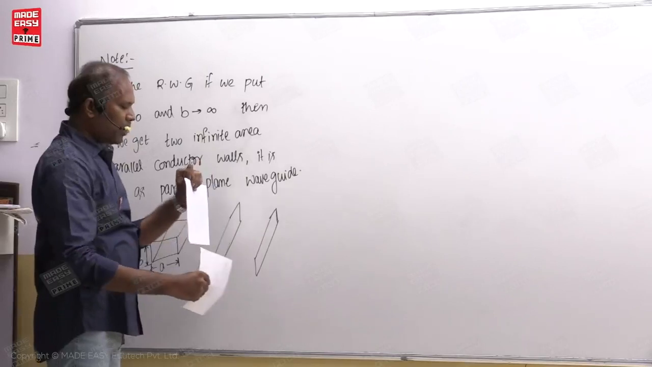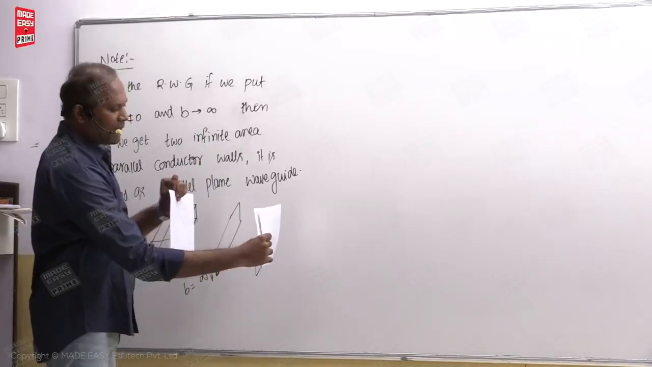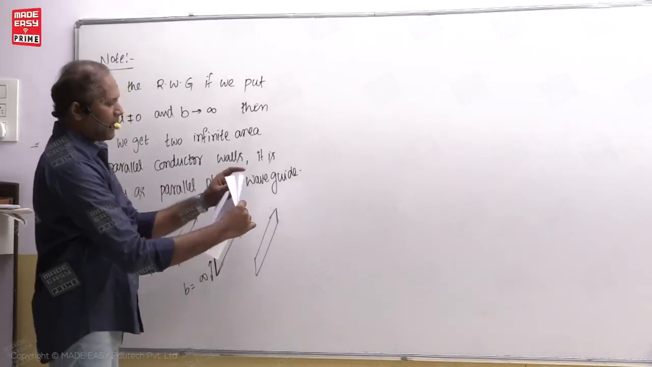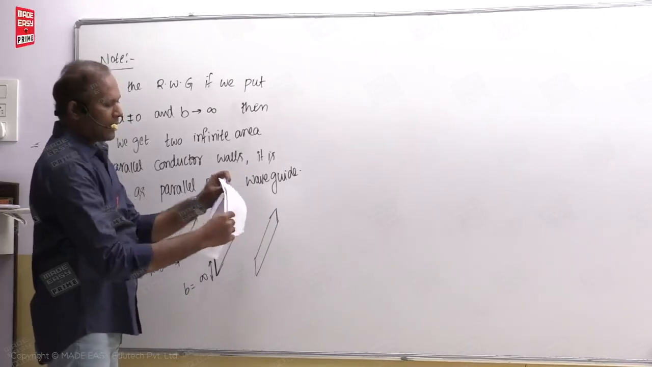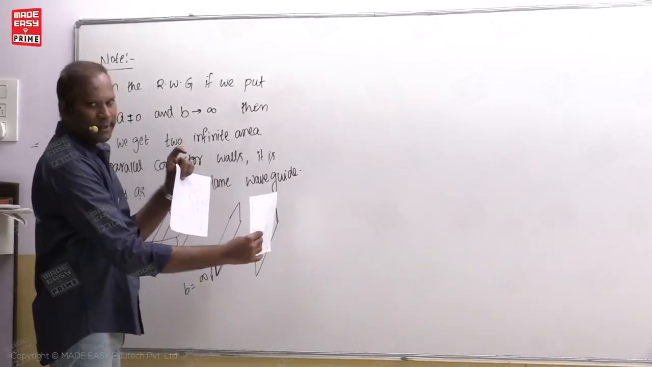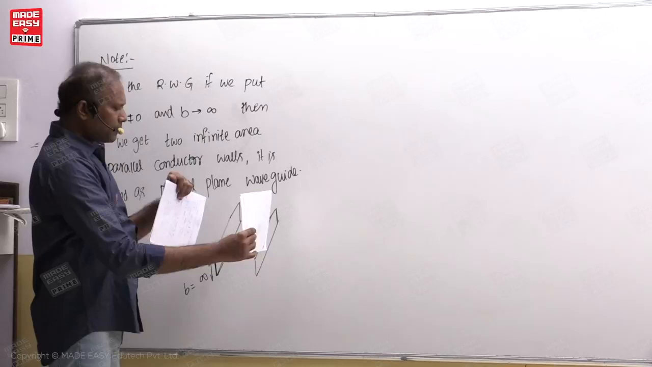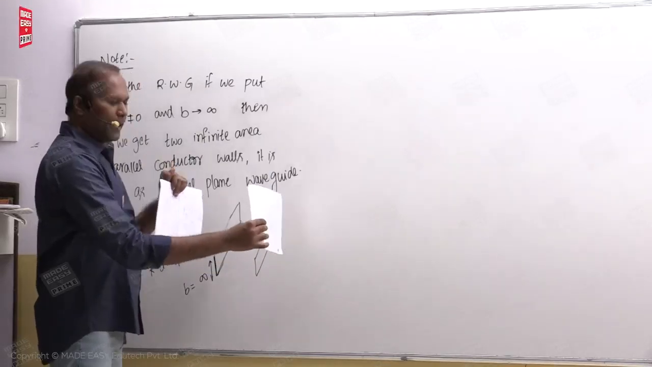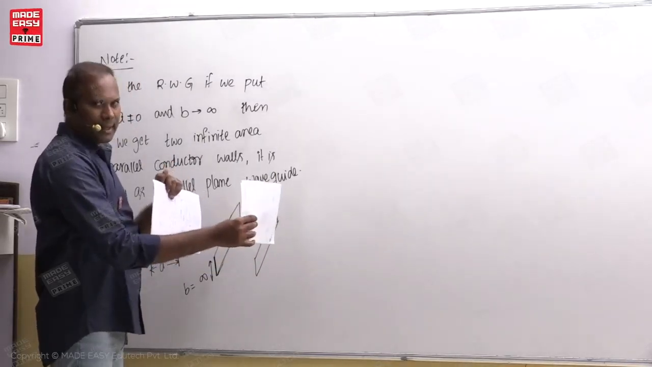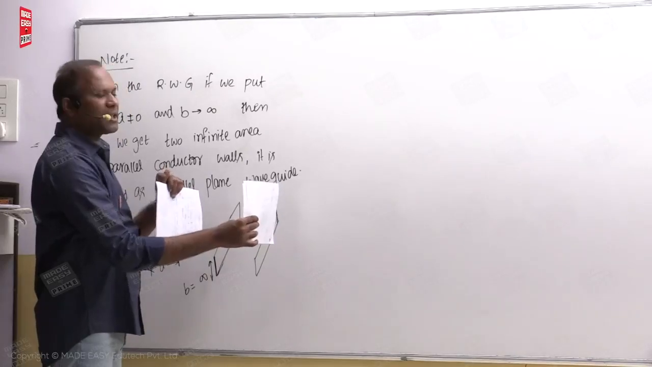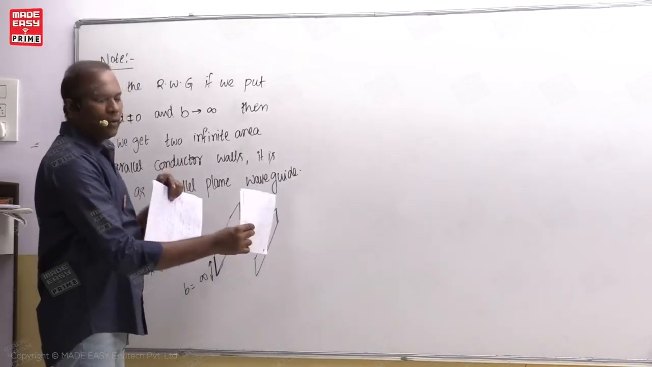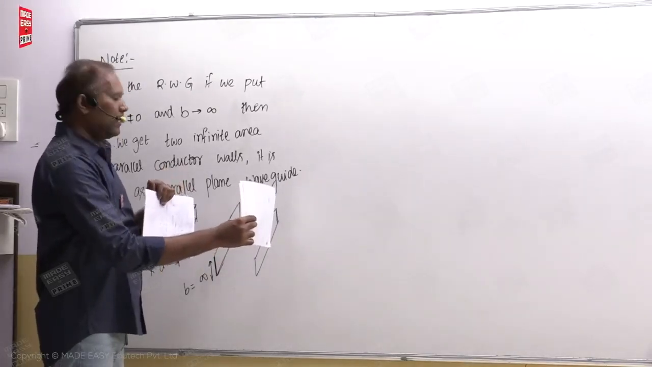Now here one more plate is there. The distance between the plates, in this direction, is a, small a units. Now it is not at all practical. It is a theoretical discussion, because if any dimension is infinity, then you can understand it is not practical.